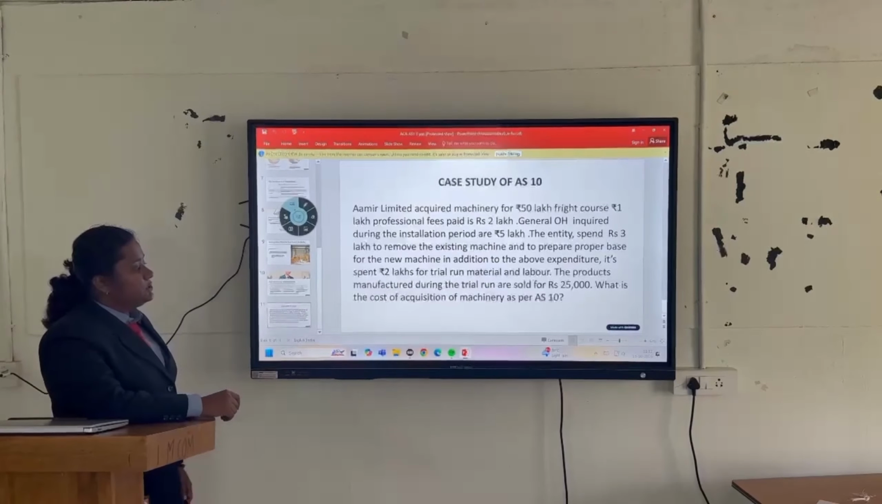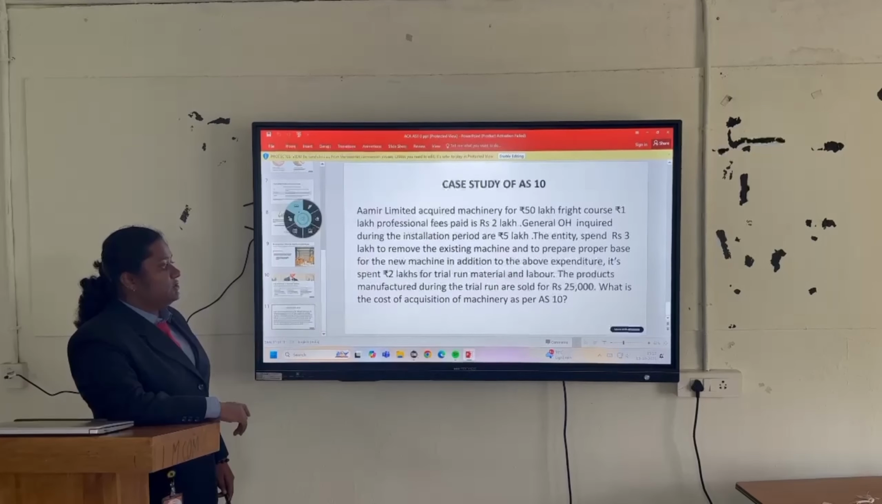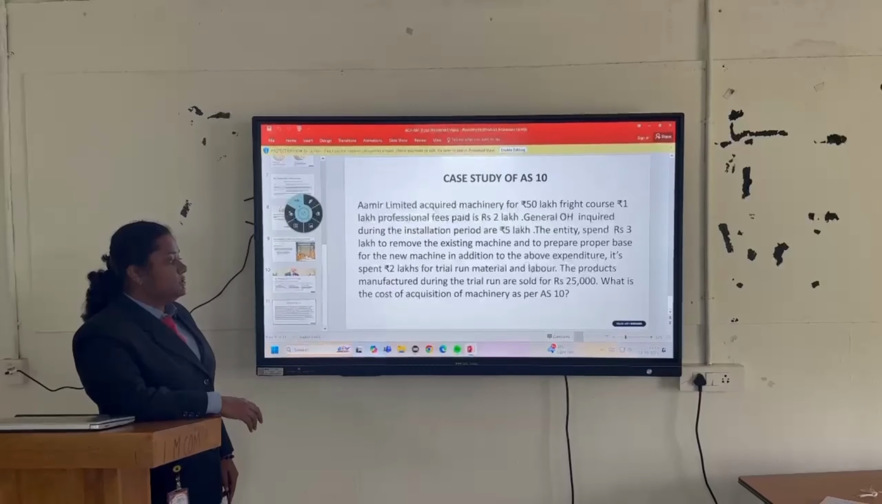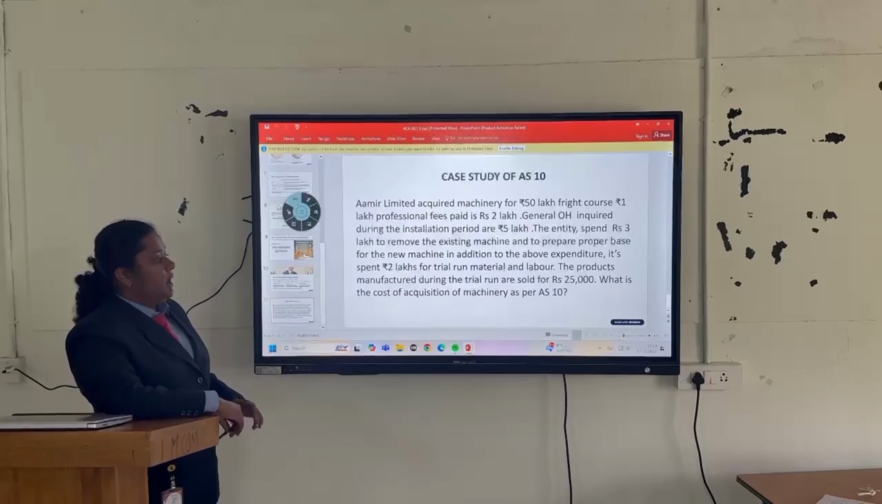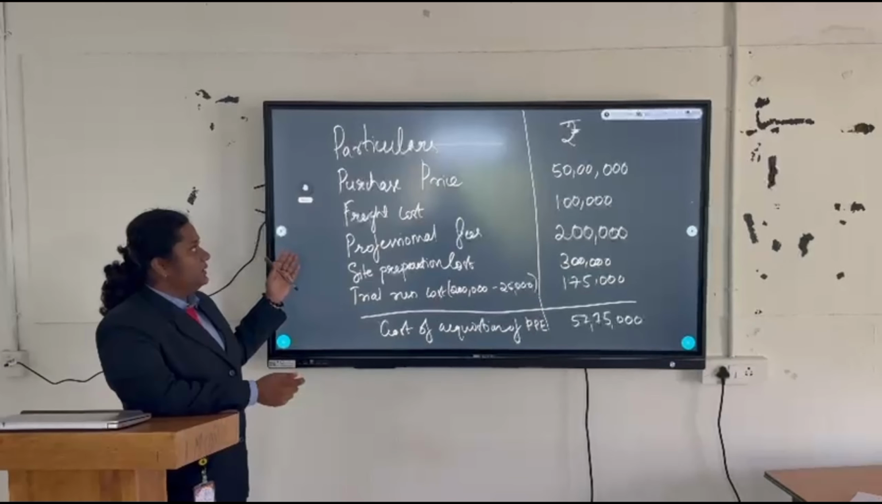It spent rupees 2 lakhs for the trial run material and labor. The products manufactured during the trial run are sold for rupees 25,000. So what is the cost of acquisition of machinery as per accounting standard 10? So here is the solution for the case study.